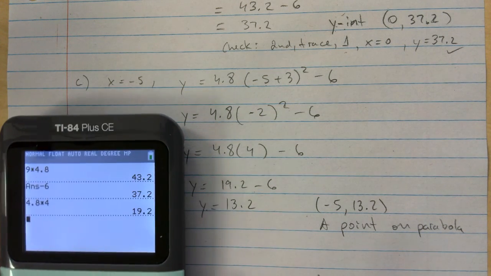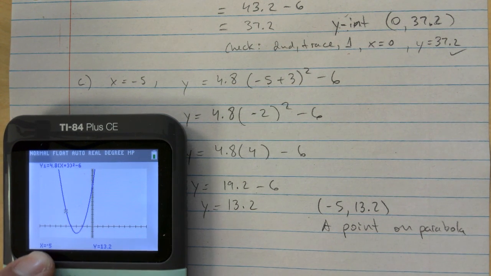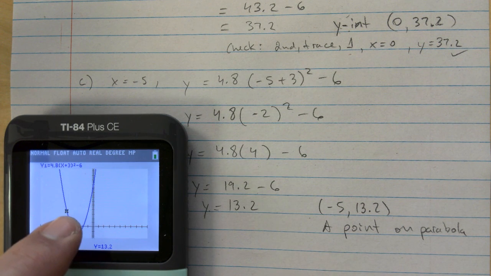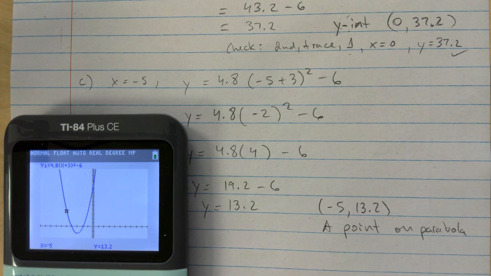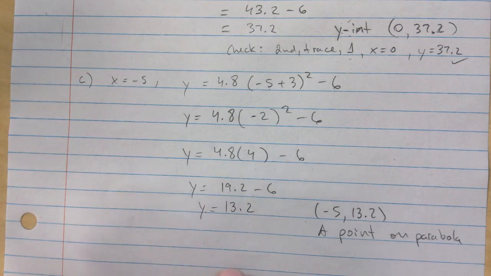Let's say you're not sure. Graph. I'm going to go second trace, 1. I'm going to type in -5 for x. And sure enough, it is 13.2, right? It is on the parabola. So you can do it with any value that I give you. Doesn't matter. This is algebraically showing step by step. Okay.